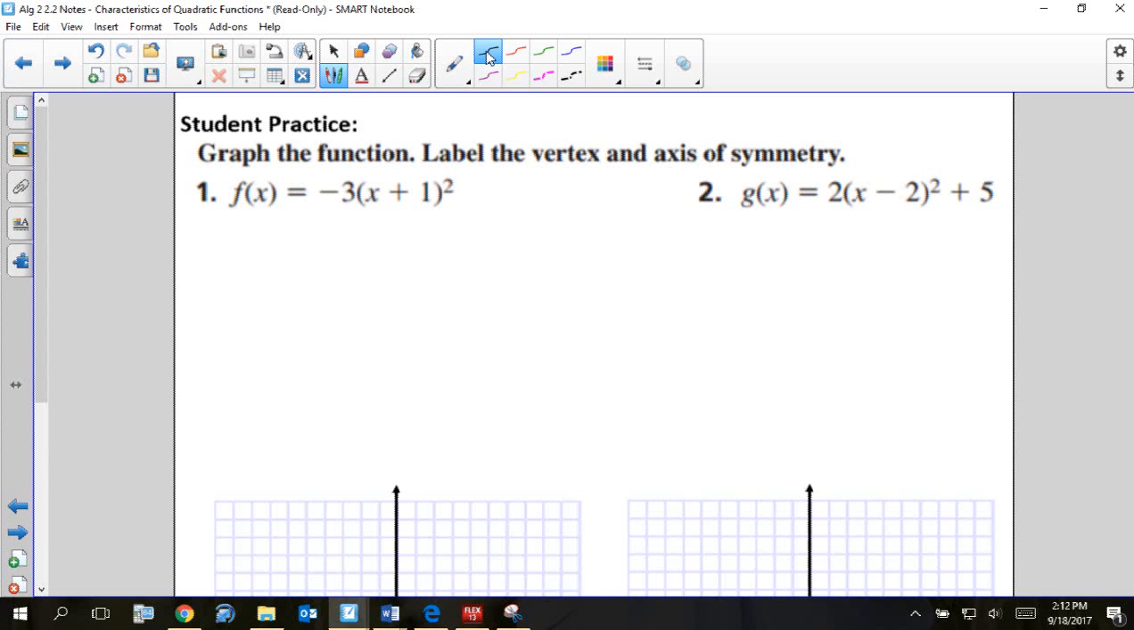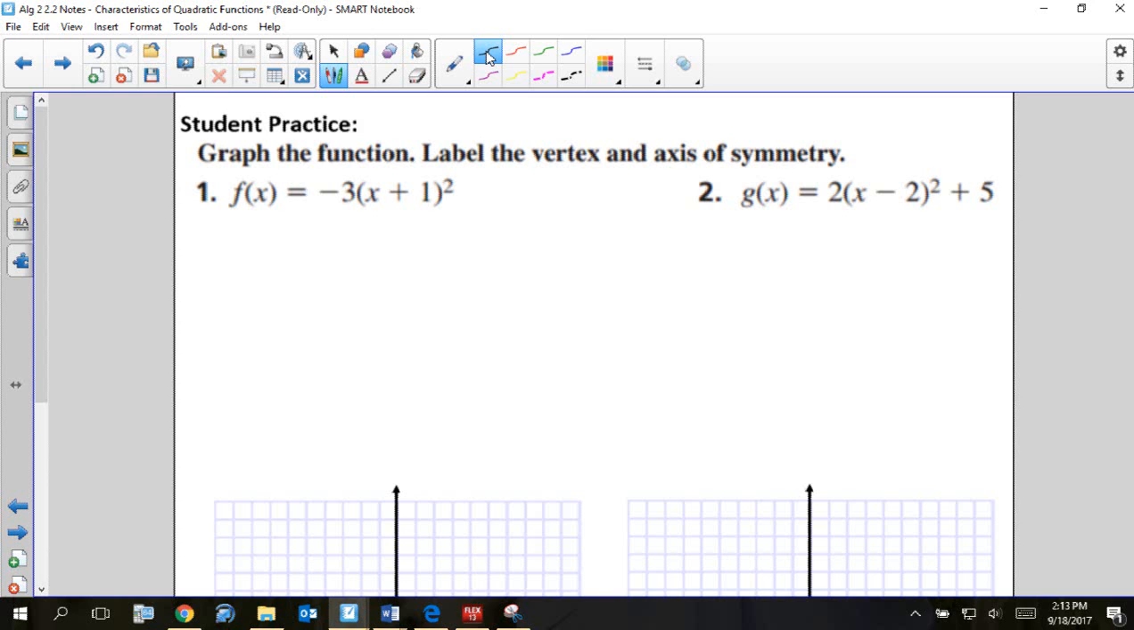Number 1, if you are working ahead of me and get done with number 2, then you can try number 1 also, but we're just going to do number 2. We're going to find the vertex, the axis of symmetry, the y-intercept, and any extra points we need to graph it. How many points should we have on the graph? Minimally 5.